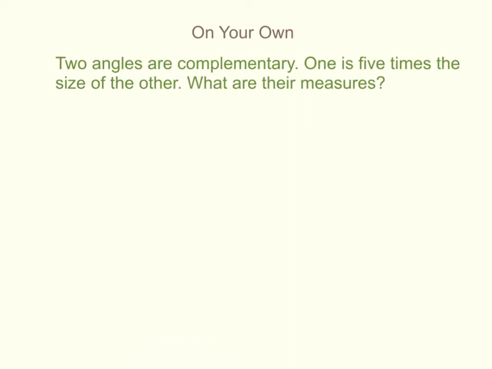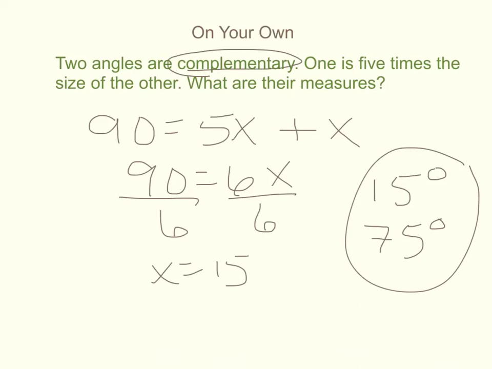I would again like you to take a moment to pause this video and try this example on your own. When you're done, please resume the video to check your work. Since the 2 angles are complementary, I know that they have a sum of 90 degrees. One is 5 times the size of the other, so my smaller angle is x, and my larger angle would be 5x. So I can write my equation 90 equals 5x plus x.